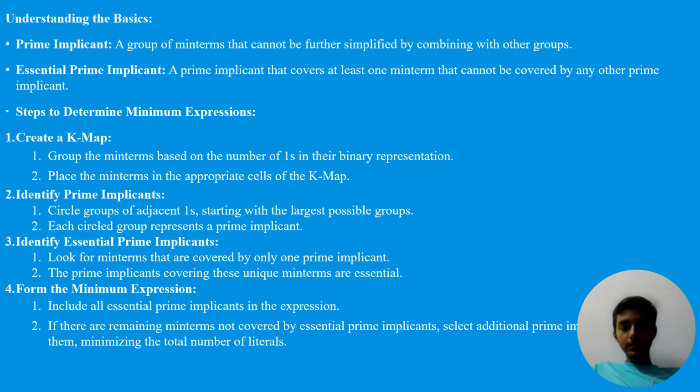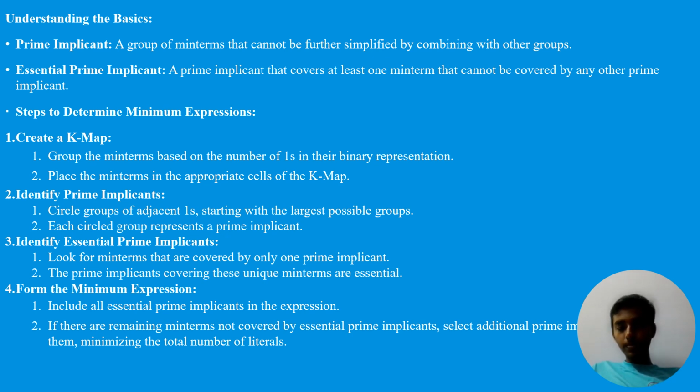Understanding the basics. Prime implicants. A prime implicant is a group of minterms that cannot be further simplified by combining with other groups. Next, an essential prime implicant is a prime implicant that covers at least one minterm that cannot be covered by any other prime implicant. Steps to determine minimum expressions. First one, create a K-map. Group the minterms based on the number of ones in binary representation. Place the minterms in the appropriate cells of the K-map.